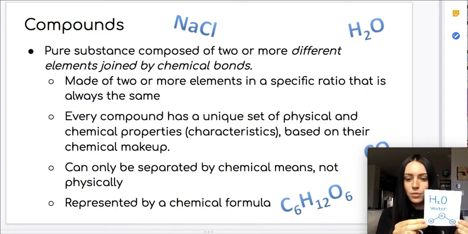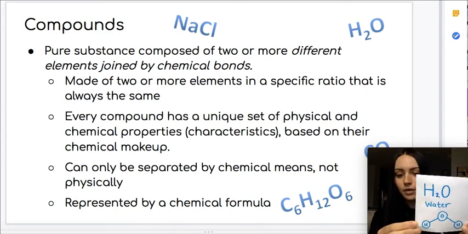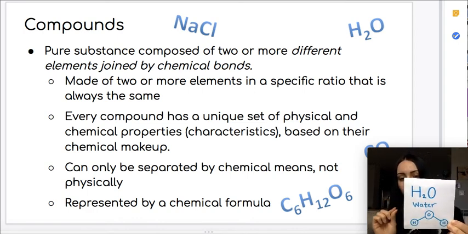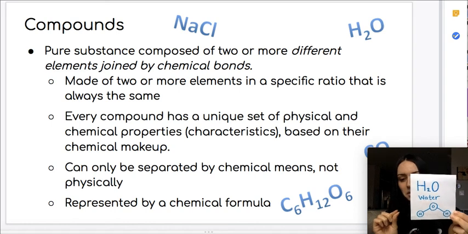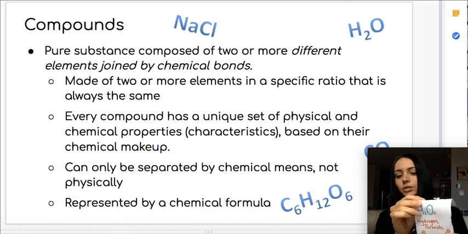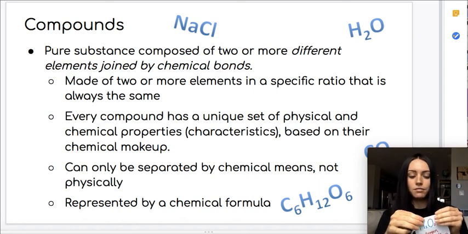Now, if we were to take that ratio of H2O and change it ever so slightly by just adding another oxygen atom, we barely did anything to it. We're just going to add one more oxygen atom and make it H2O2 instead of H2O.